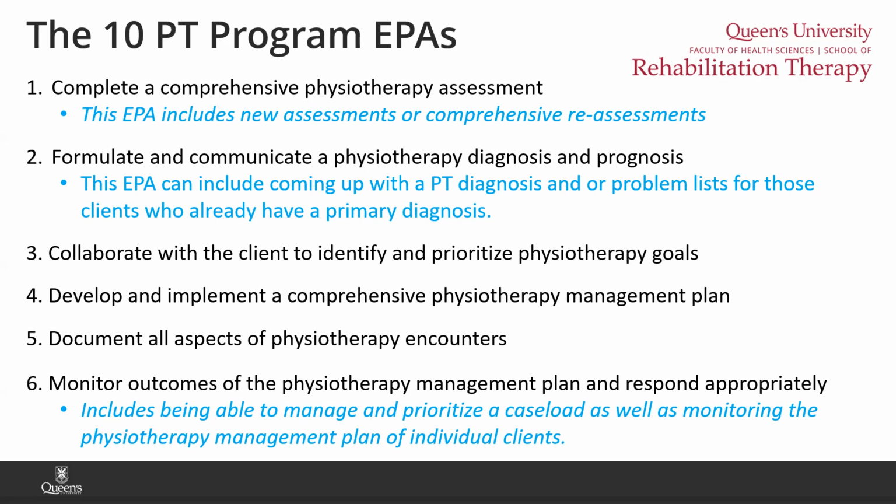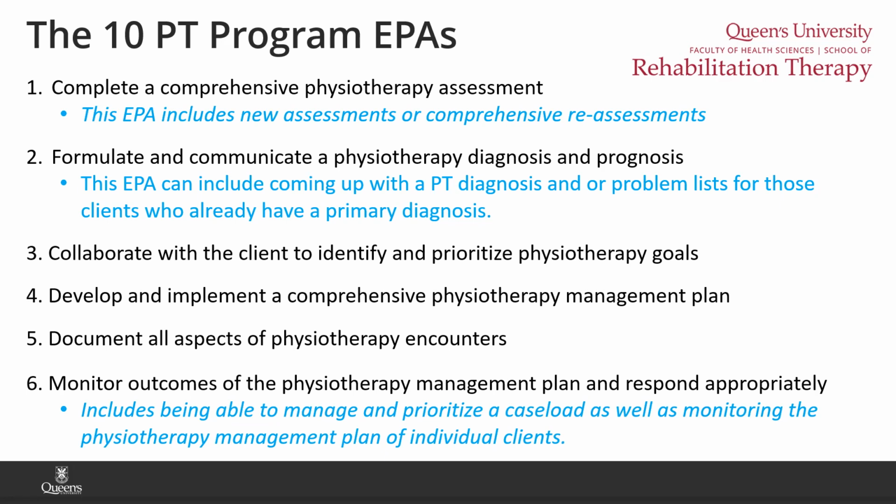EPA number 3 is collaborate with the client to identify and prioritize physiotherapy goals. And I think that transcends pretty much every clinical context. Number 4, develop and implement a comprehensive physiotherapy management plan. Number 5, document all aspects of physiotherapy encounters. So this is where we would be capturing information about, how are they doing in terms of their SOAP or their DARP note documentation, their new assessment documentation. All of that would be captured here.